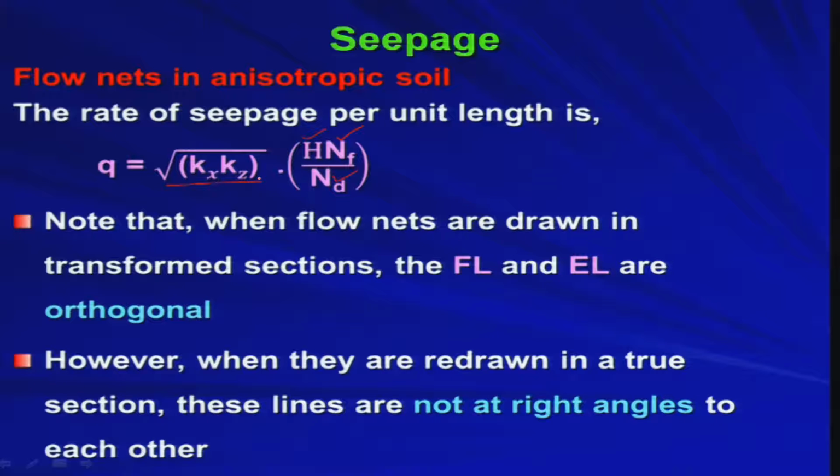Okay. So, note that when flow nets are drawn in transformed sections, the flow lines and equipotential lines are orthogonal. So, please make a note that this transformation is made to take advantage of this 90 degree, or orthogonal, intersection of flow lines and equipotential lines. So, when the flow nets are drawn in the transformed section, basically the flow lines and equipotential lines must be orthogonal, because by taking the advantage you are getting that from the mathematical expression.